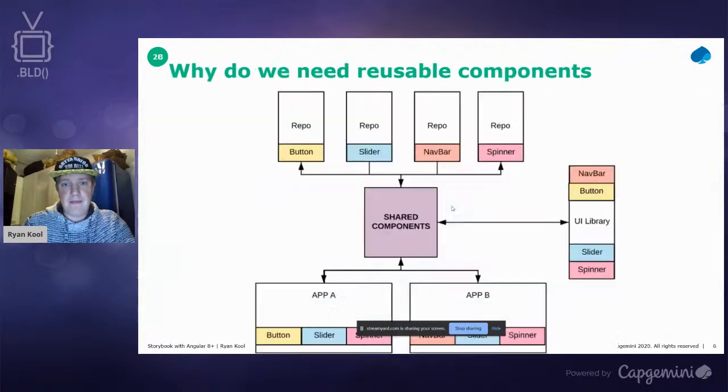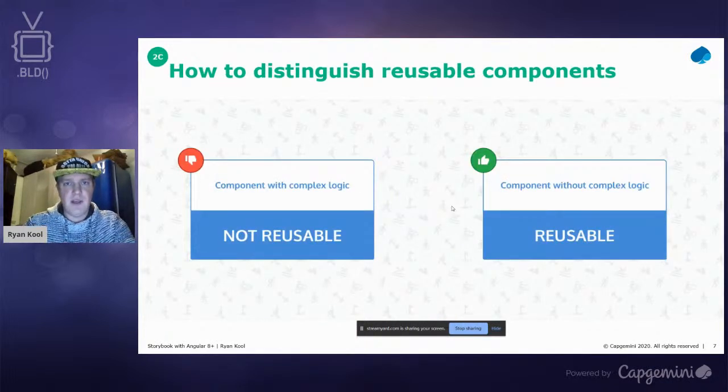So to solve that, to go back to this, we use shared components, and those shared components get drawn from a library in which all these components are reused. As you can see here, the navbar, the button, slider, and the spinner are all contained within the shared components library, and both app A and app B can use these components without having to build them and maintain them themselves. So how do we distinguish what is a reusable component?